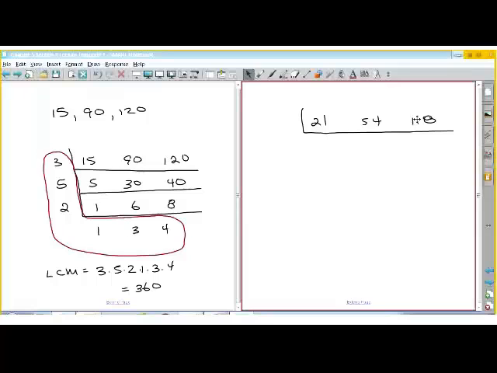Can I divide them by 7? I don't think so. Okay, so I'm going to start with other numbers. I can divide both of these by 2. So I divide by 2. This one I can't divide by 2, so I bring it down. 54 divided by 2 is 27, and 118 divided by 2 is 59.